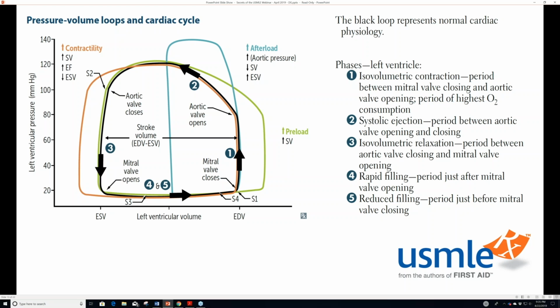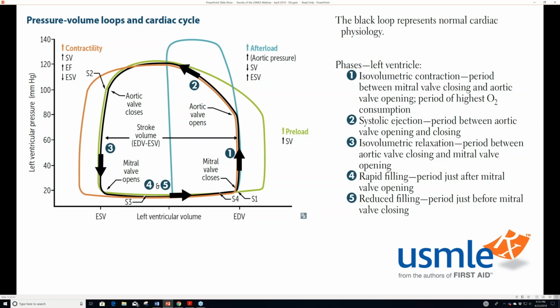Can you think of something that would lead to a decrease in your afterload? There you go. The classic example here is amyl nitrate. If you ever get an exam question asking what's something that decreases afterload, amyl nitrate ends up being the answer that they like to look for there.